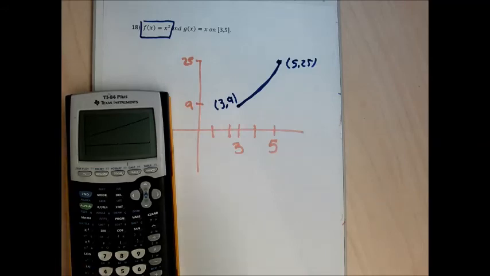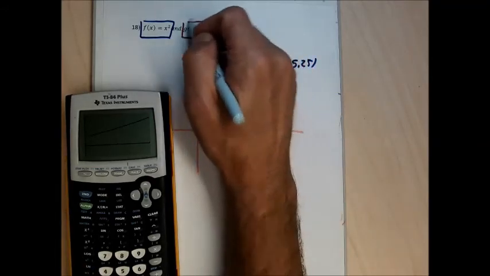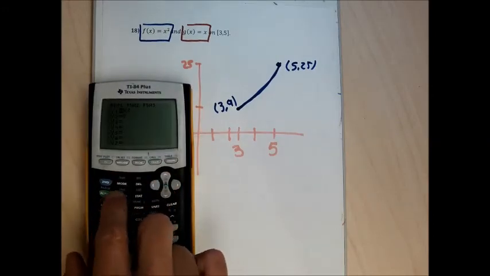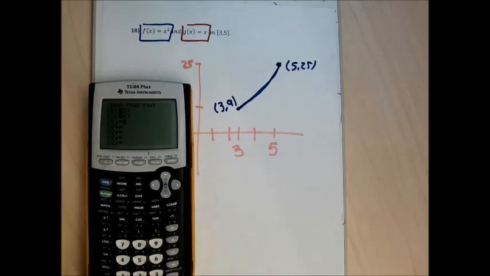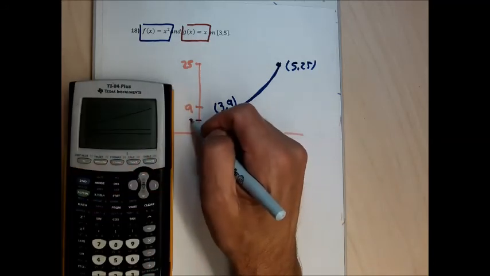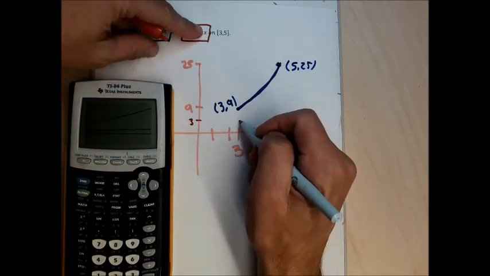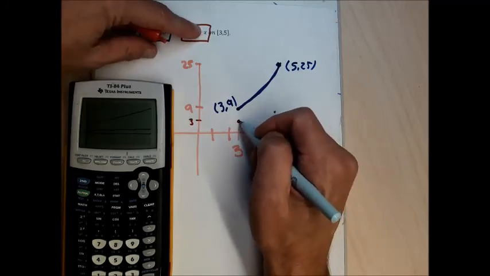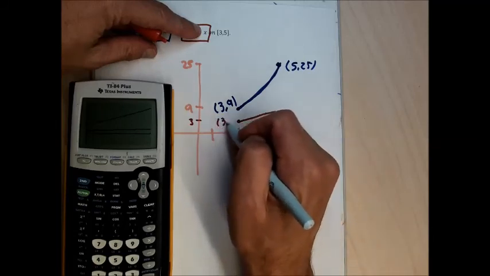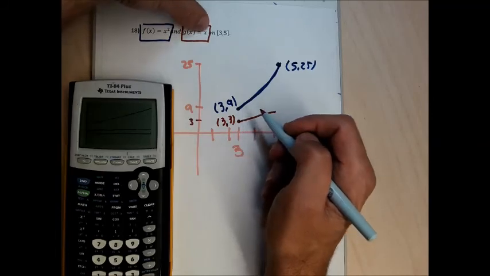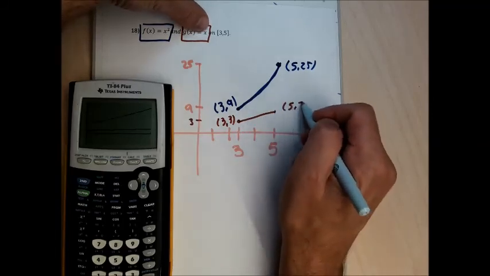Now in red, I'm going to graph the function g of x equals x. In the y2, I'm just going to enter the function plain ordinary x, and I'm going to hit graph. The first point it's going to have is the point (3, 3), because if you change the x to 3, you get 3. And if you change that x to 5, you get 5. So the second function goes through the point (3, 3), because g of 3 is 3, and it goes to the point (5, 5).